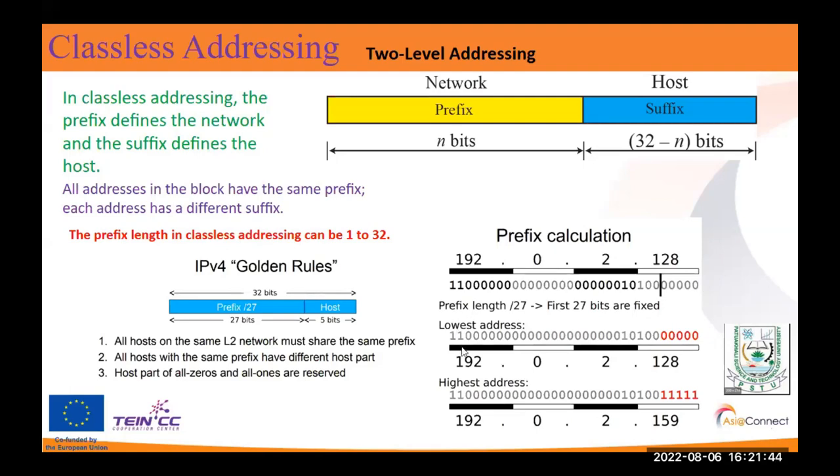Okay, so in that case, the 27 bits would be fixed and the host bits would be all zero for the lowest address, and for the highest address all host bits would be one. So this is the lowest address, this is the highest address, and this is the prefix length. So we'll know the details about the prefix and suffix by using any block. When we take a block and also divide it into subnetworks, then we can see.